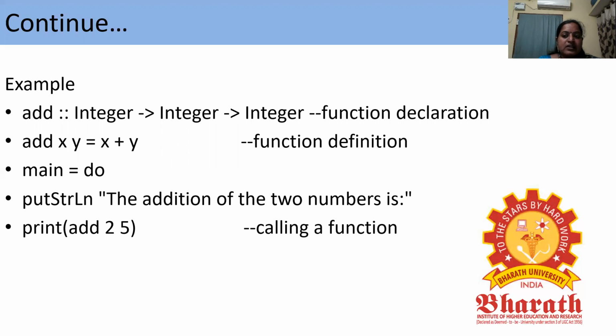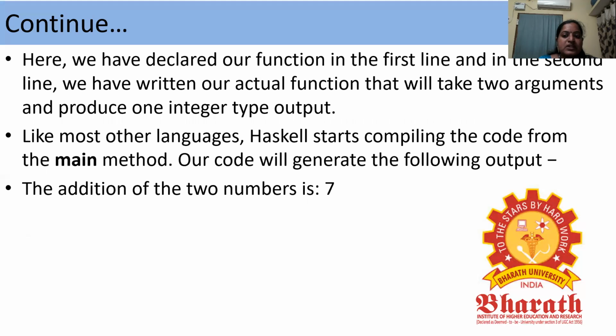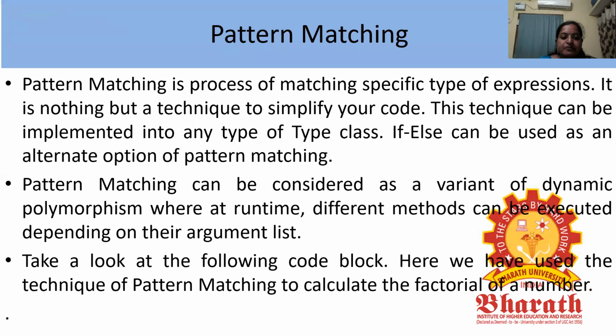So this 2 and 5 are the parameters of the add function. For the two inputs, we are giving 2 and 5 here. And then you will get the output: the addition of two numbers is 7. Here we have declared our function in the first line, and in the second line we have written our actual function that will take two arguments and produce one integer type output. Like most other languages, Haskell starts compiling the code from the main method. Our code will generate the following output: the addition of two numbers is 7.